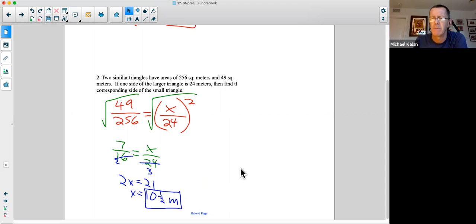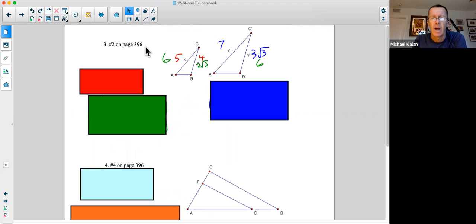Does that answer seem to make sense? Yeah, obviously we know it should be smaller, right? And a fair bit smaller based on the areas. Okay, great. All right, look at page 396. We're going to go through some of the problems here, starting with number 2.